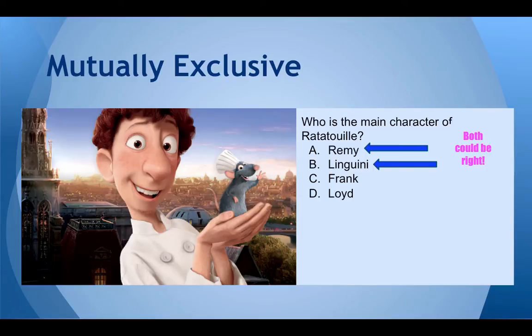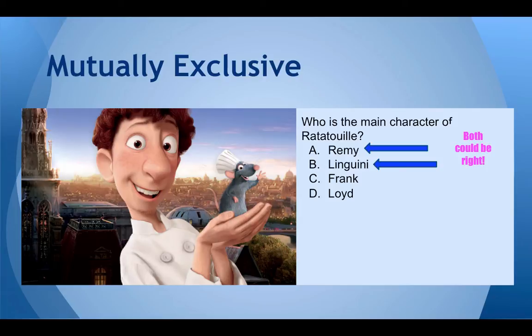Another tip is to make sure that the answers are mutually exclusive. You want to be sure that there is only one right answer available to the students. This will help you in the long run because there'll be a lot less question or point adjustments, and it will also help the students. It will help them not be frustrated that there could have been two right answers, and it will help them choose the correct one. In this example, we ask who is the main character of Ratatouille.